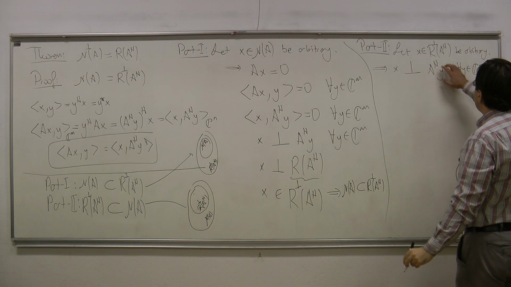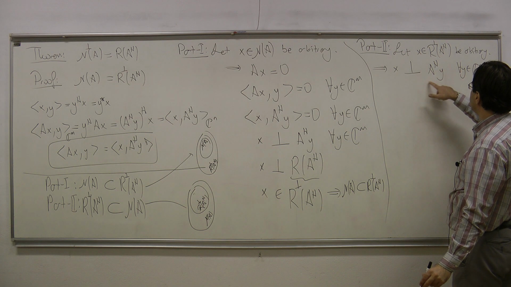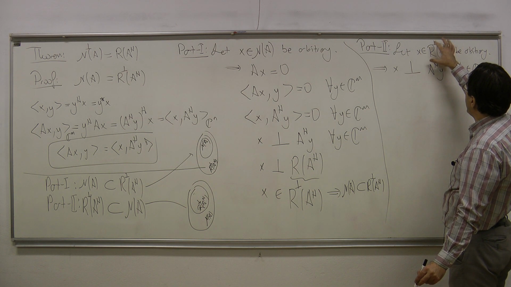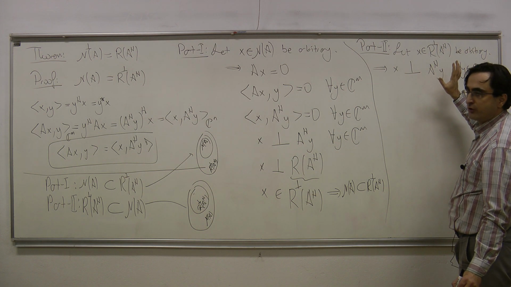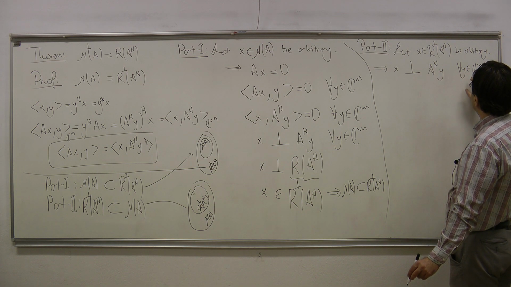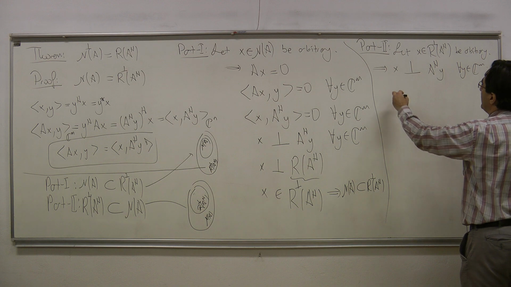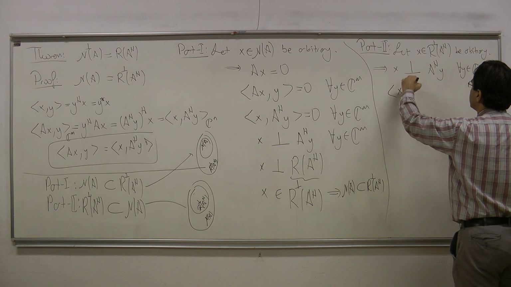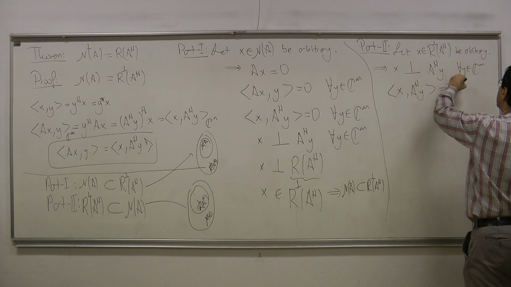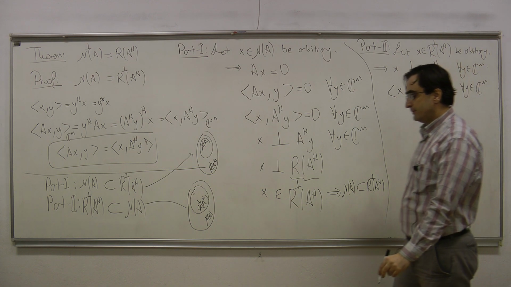Why is that? Because any vector in range space of A Hermitian can be written in this form. And X is inside the orthogonal complement of range space of A Hermitian. That means that X should be orthogonal to any vector of this form, for any Y in Cm. And that means that the inner product of X and A Hermitian Y should be equal to 0 for all Y in Cm.